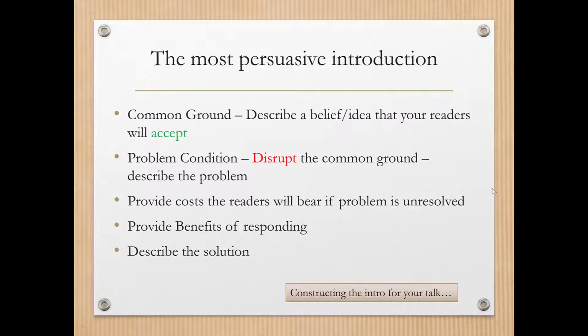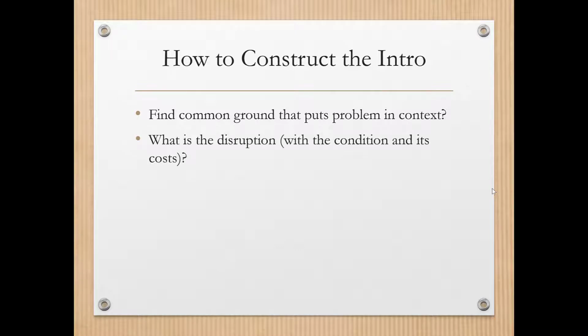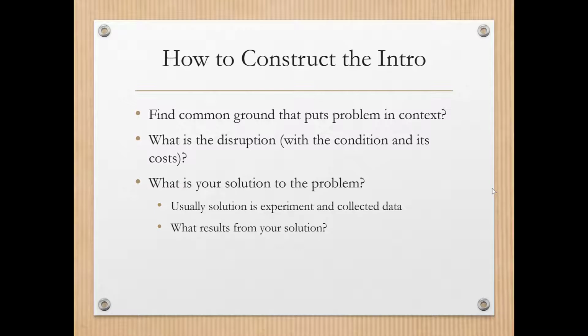So let's think more now about constructing this introduction for your talk. And how would we do this? So let's think first about the common ground that puts the problem into context, and then think about the disruption. And shortly I'll provide an example that will help us through this. So we'll find the disruption and then think about the solution to the problem. As I've mentioned before, usually it's the experiment and the collected data that as a scientist we're going to be putting forward as the solution.